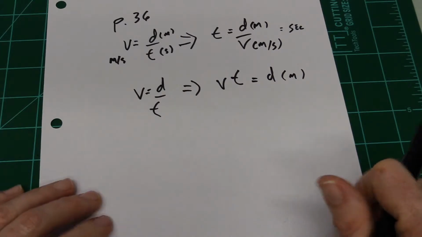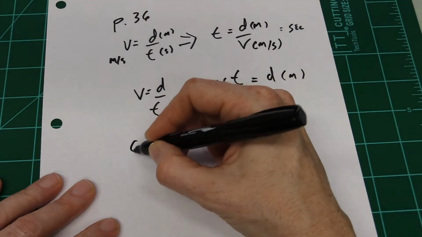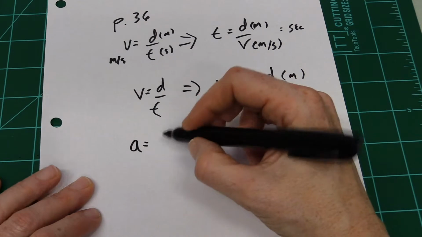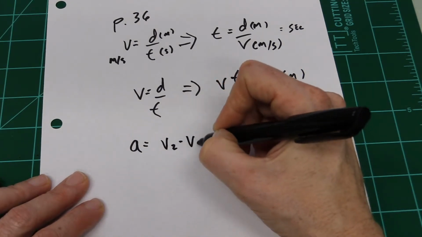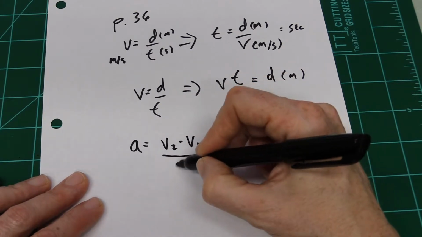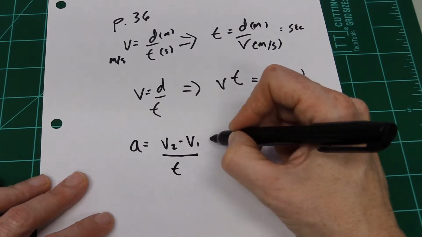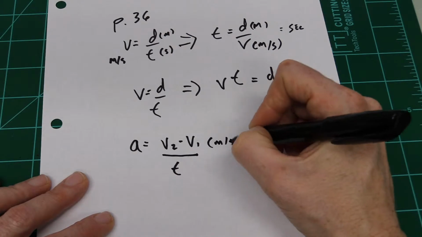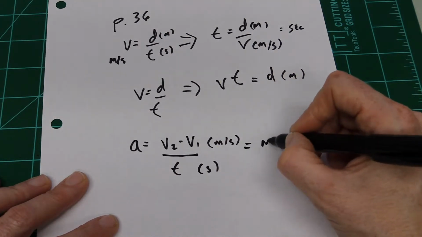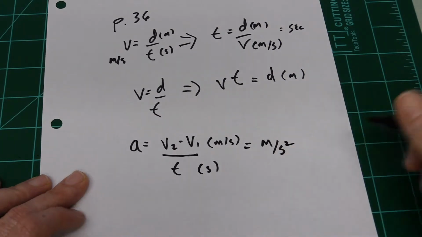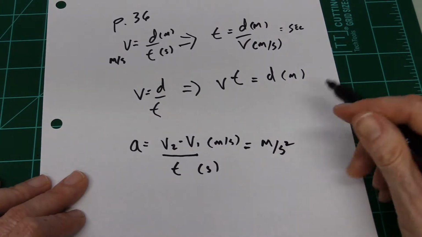And then acceleration is equal to, as we saw, the change in velocity over time. So we did this one where we did v2 divided by time, okay? And then this is going to be in meters per second, and this will be in seconds. So acceleration is going to be in meters per second squared, like so.